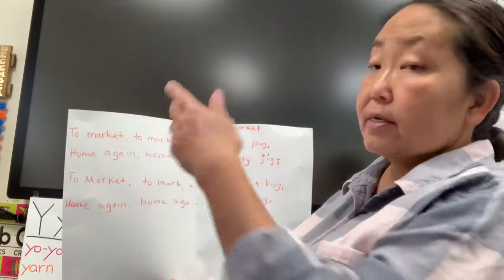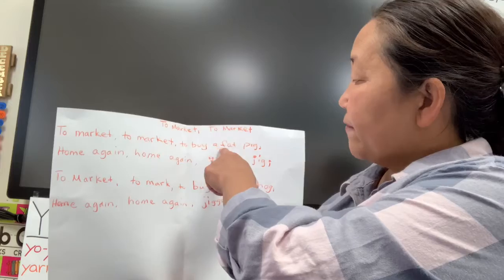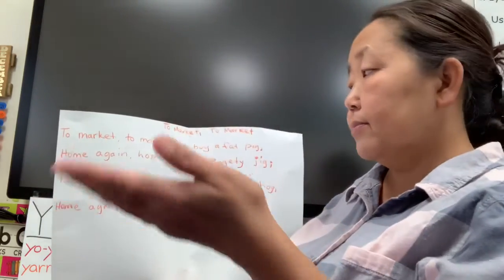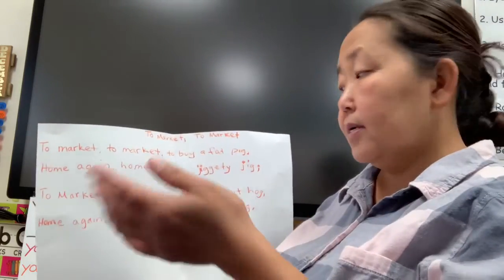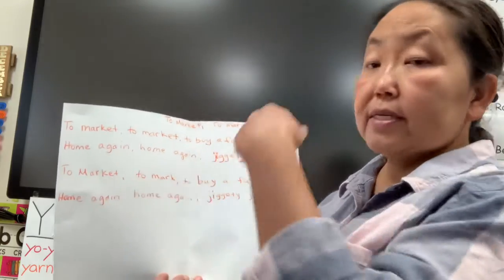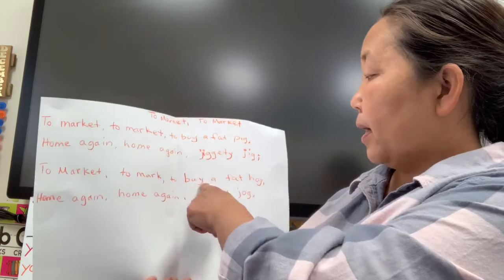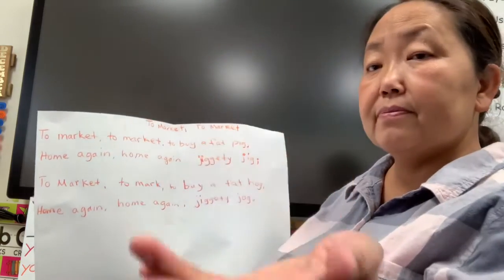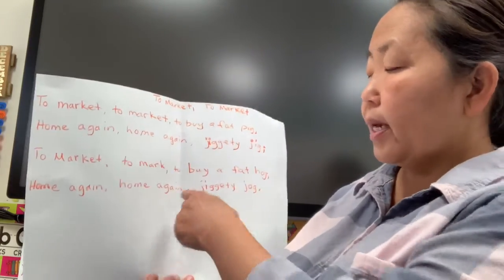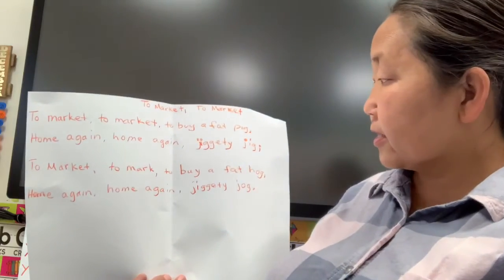To market, your turn. To market, to buy a fat pig. Home again, jiggity jig. To market, to buy a fat hog. Home again, jiggity jog. So let's look at the rhyming words.